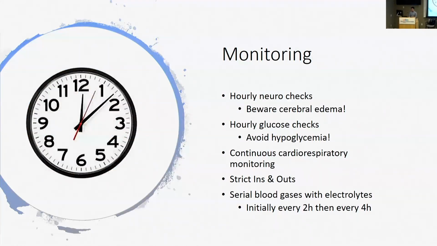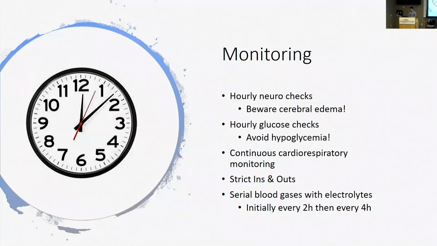Okay, and then monitoring. So moving forward, once we've done our fluid management, we're managing our dextrose, we're managing our insulin, these are the things we want to continue to do. On all these patients, we're doing hourly neuro checks, because we're trying to assess for any signs of cerebral edema, which is the most important potential complication of DKA.